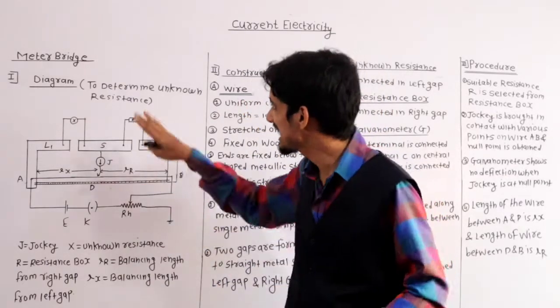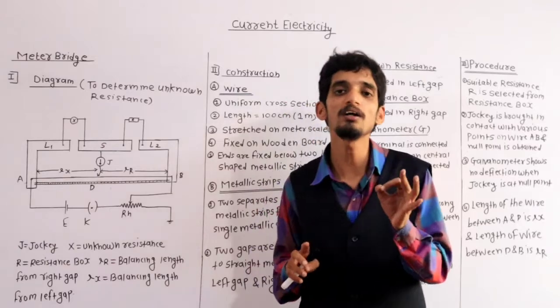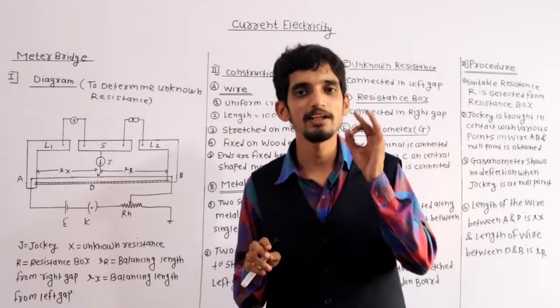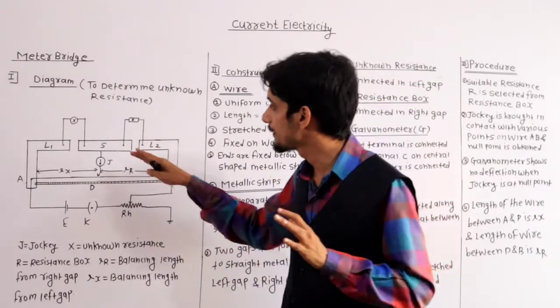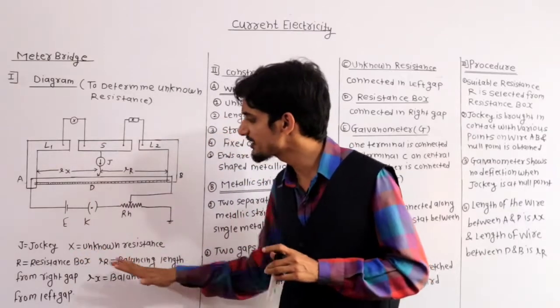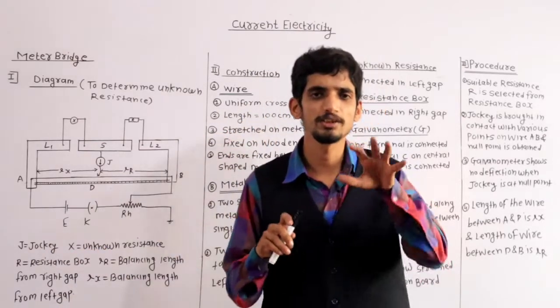So first I discussed the aim of the experiment, to determine the unknown resistance. Then I discussed the experimental apparatus with you. Now these are some notations that we will be following in this experiment.